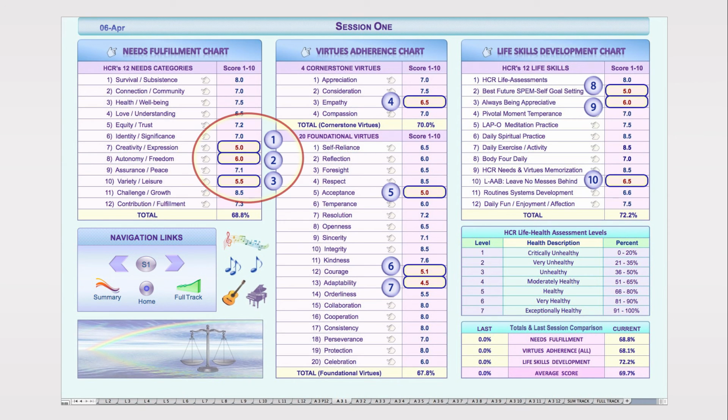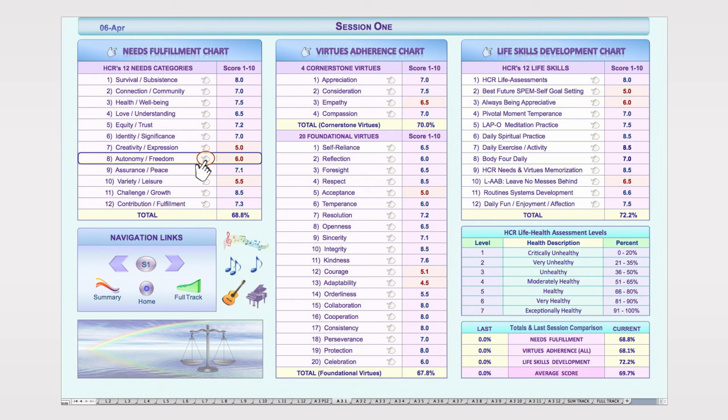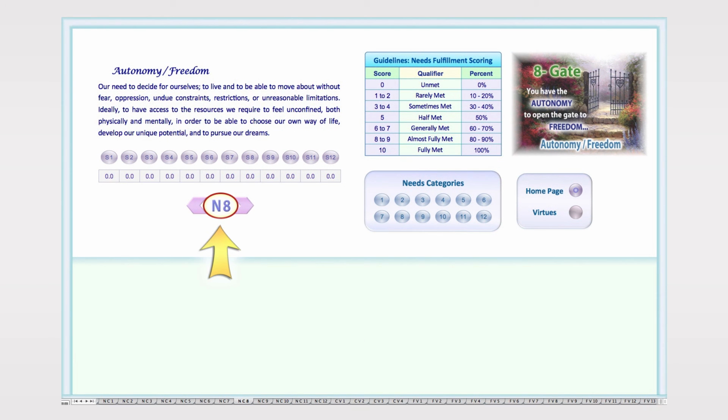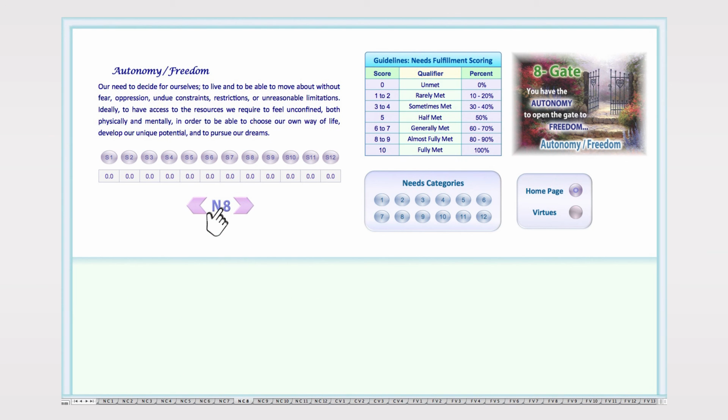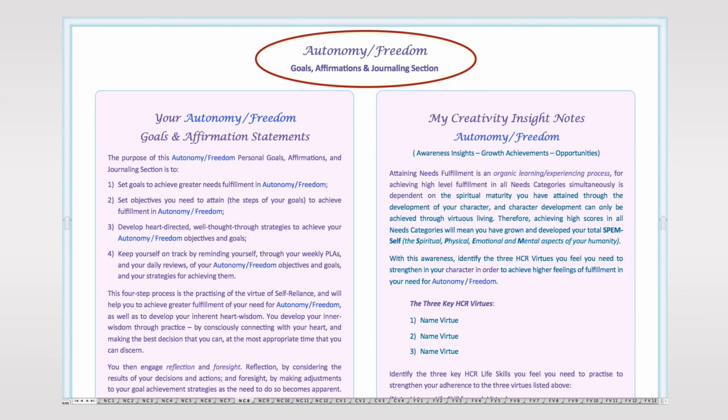In this example, these are the 3 lowest need scores, and I'm going to choose Autonomy Freedom by clicking on the hand link. Each page identifier is a link to the GAJ section of that page. Clicking it takes you to the top of that page. As mentioned, I will be explaining this section in detail in the next instructional video. For regularly using the templates contained in the GAJ sections will really help you achieve greater needs fulfillment and cause positive, loving change to occur in your life. But here's a brief description of what's contained in the GAJ sections.